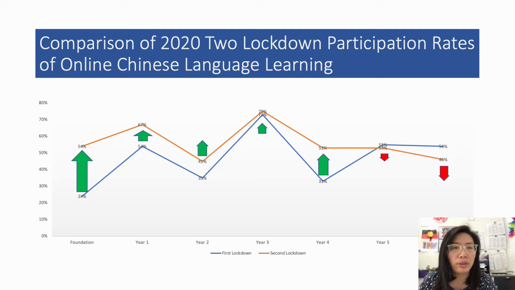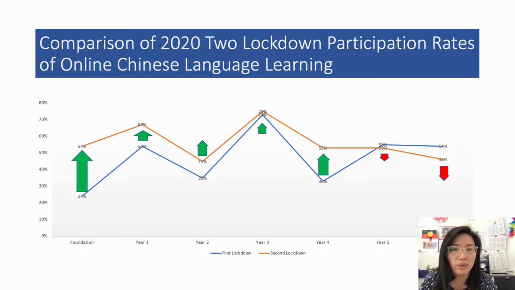I compared the data from term 2 and term 3 in 2020. So this is the result. We can see from foundation to year 4, there was a big increase in their overall participation in their Chinese learning. The most impressive increase happened in foundation, with student participation increasing from 24% to 54%. We can also see a big increase in the year 4 students' participation rate.